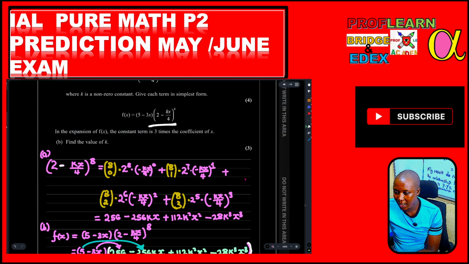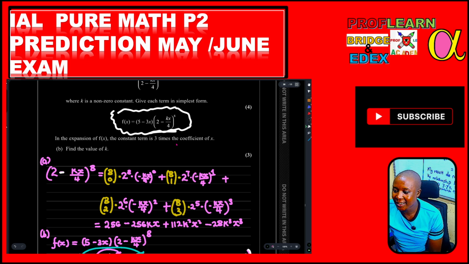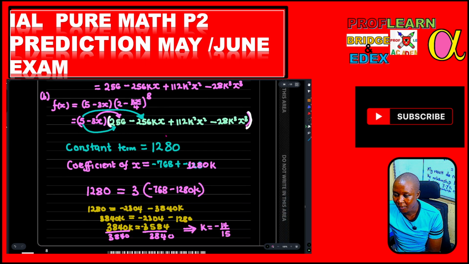Then the next information provided, in the expansion of this f(x) that we are talking about here, is that the constant term is 3 times the coefficient of x. How will you get the constant term? The constant term will be the product of the two constants. 5 times 256 will give us our constant term. But the coefficient of x will be obtained if you multiply the constant term of the first part by the second term, which is 256k.